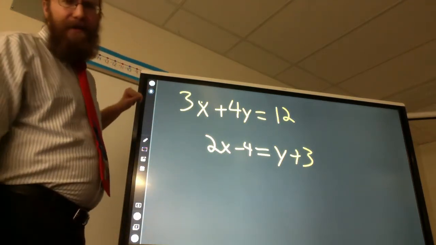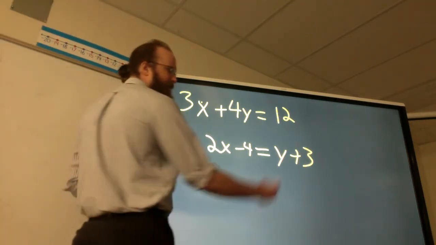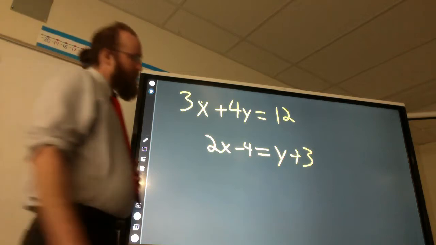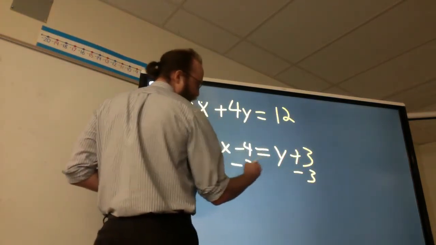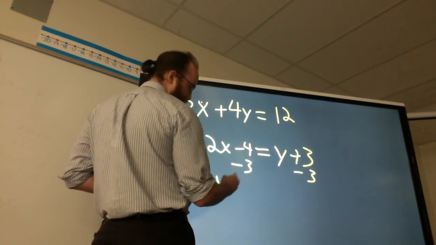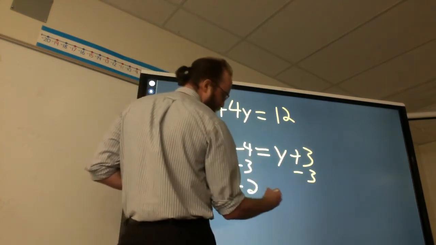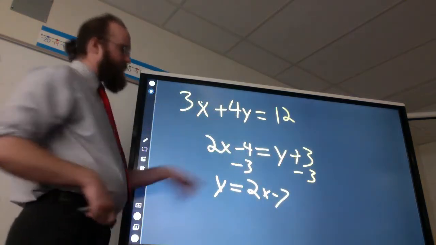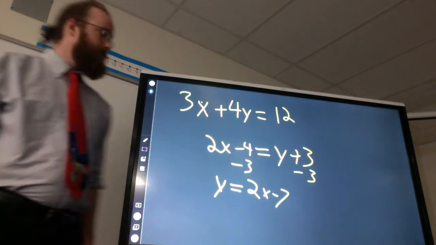This top guy looks kind of complicated, so I'm going to start with the bottom guy. The bottom guy is one step away from getting y all by itself. So to do that step, I would have to subtract 3 from both sides. I now have y, I'm going to move it over here. Y equals 2x minus 7. Subtracted the 3 from the 4 to get negative 7. Y equals 2x minus 7.